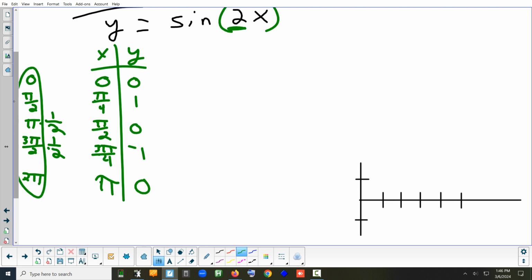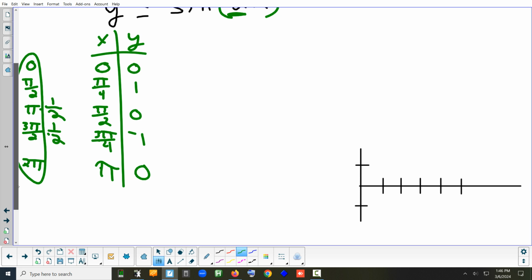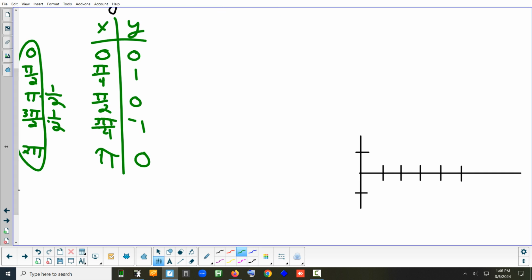All right. Any question on the table? All right. Let's make our sketch. So we've got 1 and -1. You're not going to have to change that for the y's, all the problems we do today. So 0, pi over 4, pi over 2, 3 pi over 4, and pi.